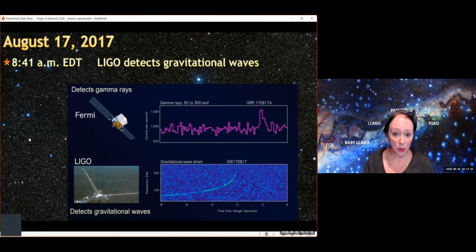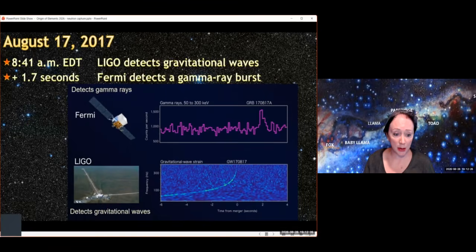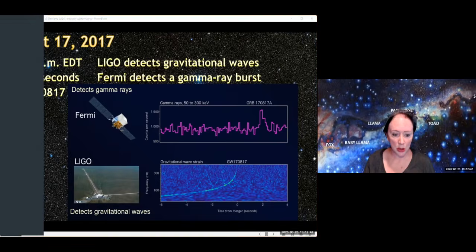That first gravitational wave detection happened at 8:41 a.m. on that day, and 1.7 seconds later, the gamma ray burst was detected. This was known as GW170817. That's gravitational wave on the 17th of August 2017, because we're really imaginative in how we name things. But LIGO had told astronomers that something had happened. Now we needed to find it. Where in the sky did this happen?